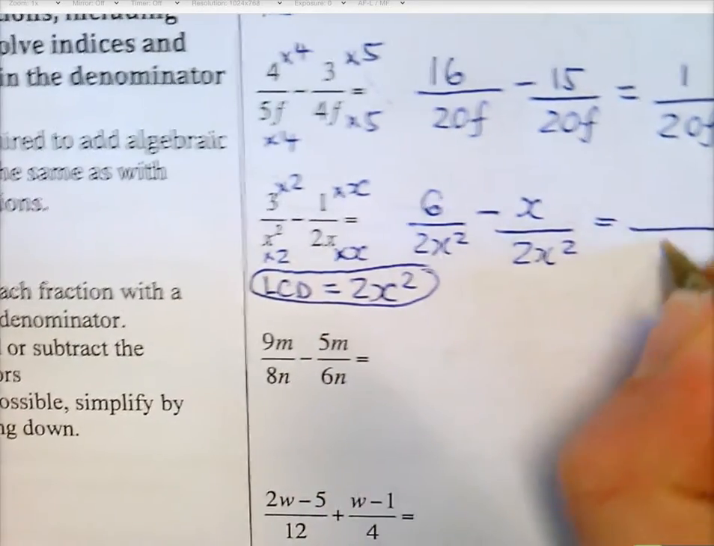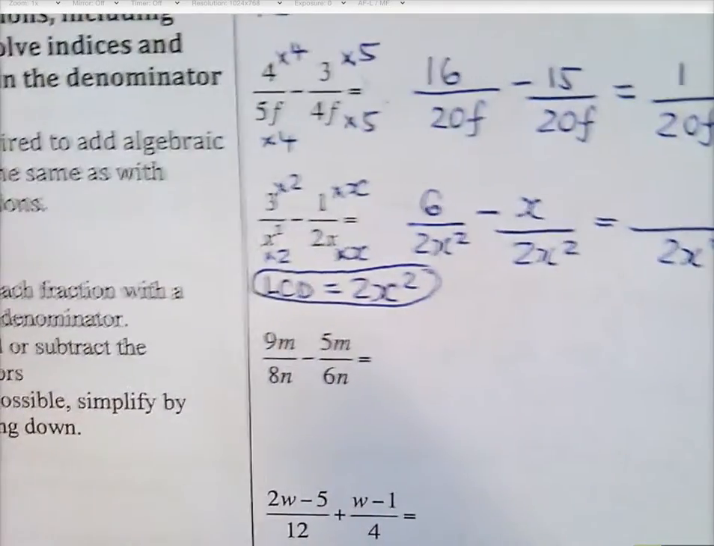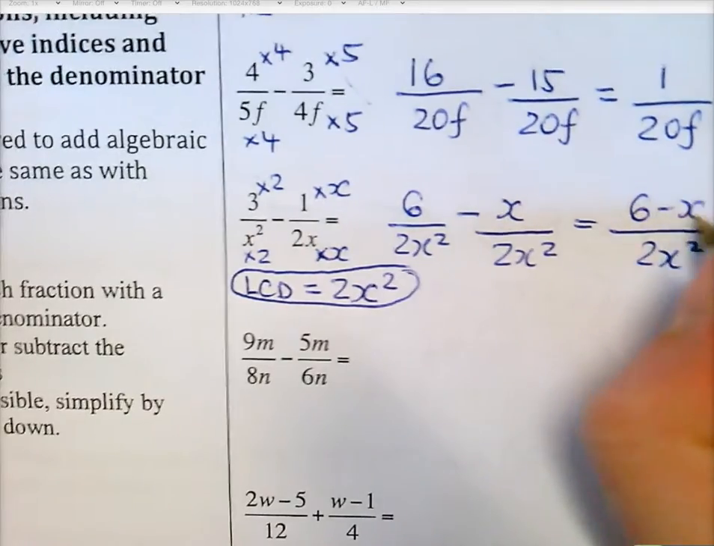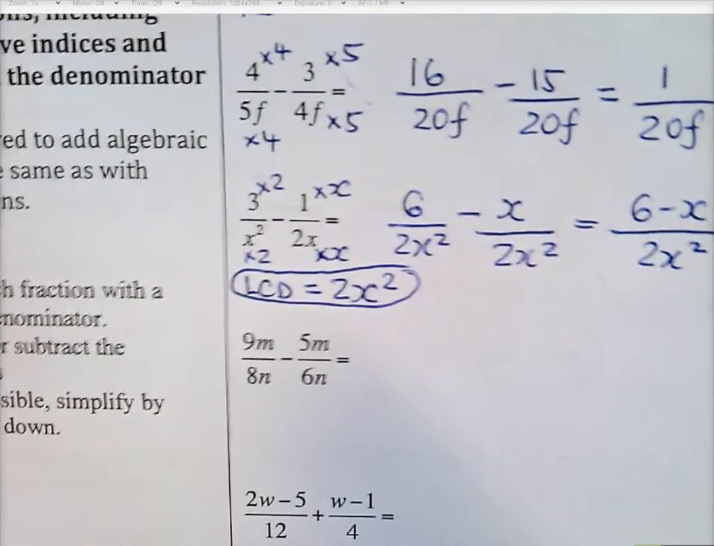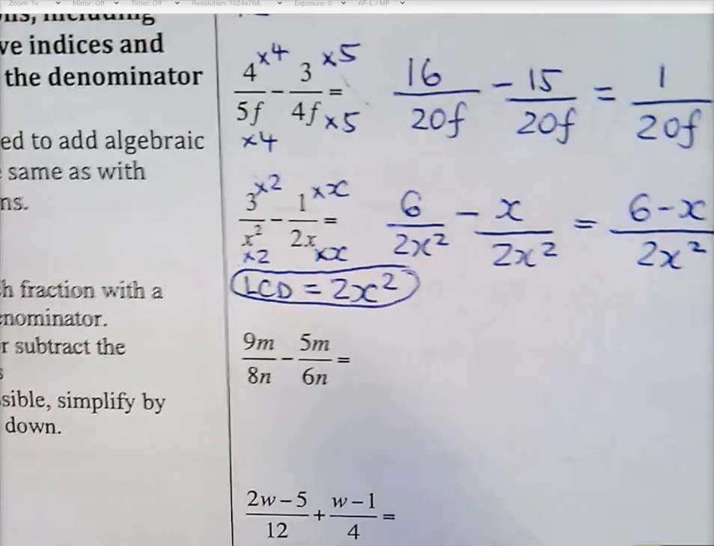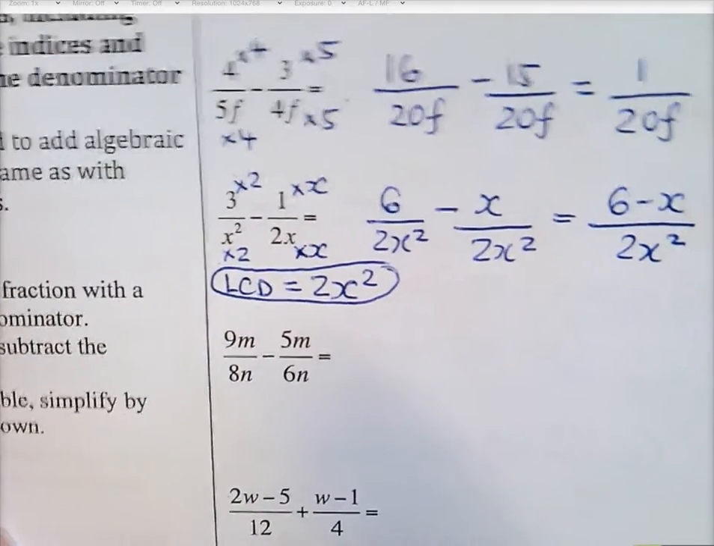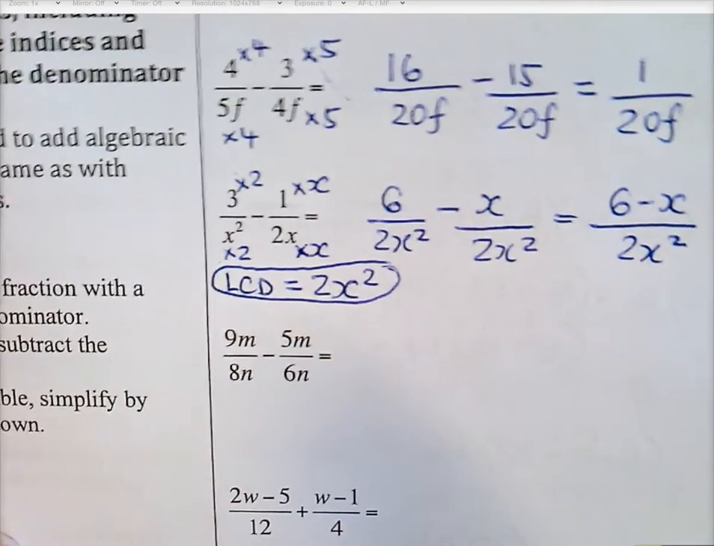Denominators are the same, so you can write your denominator out. And what's 6 minus x? 6 minus x. They're not like terms. They can't be added or subtracted. It's not 6 minus 1. It's 6 minus x. You've got numbers and x's. They can't be added. So your answer is 6 minus x over 2x squared.